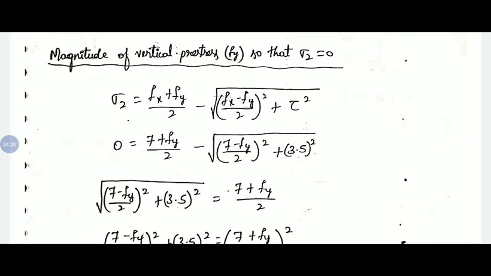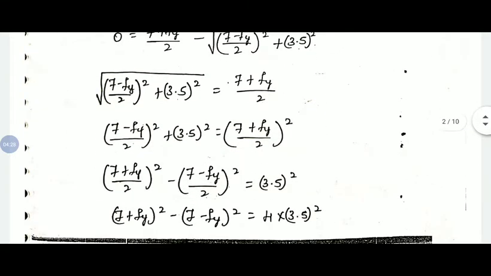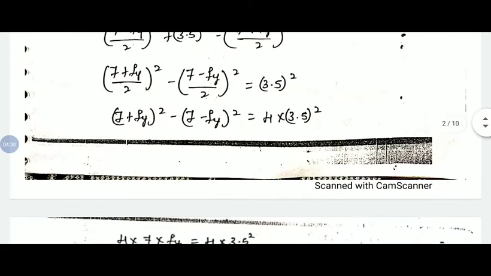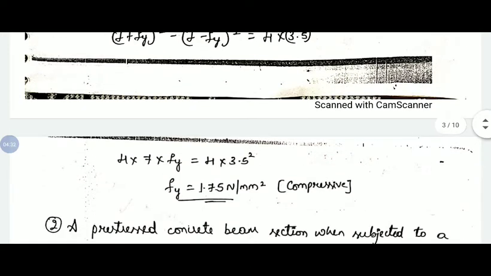So Fx is given as 7 Newton per mm square, and keep Fy as unknown, and then substitute all the remaining values and simplify. On simplifying we will get Fy as 1.75 Newton per mm square. Since we have got a positive value, the vertical pre-stressing should be compressive. Vertical pre-stress should develop compressive stresses. If we get a negative value, then it will be tensile stress.